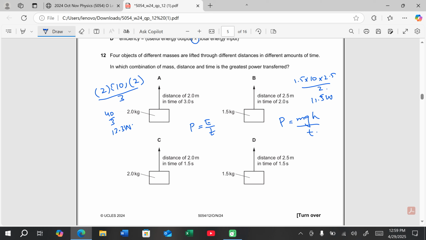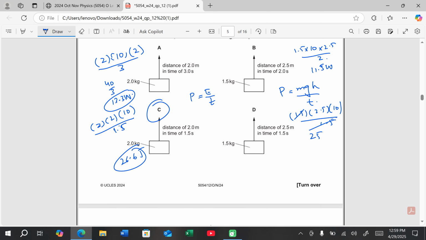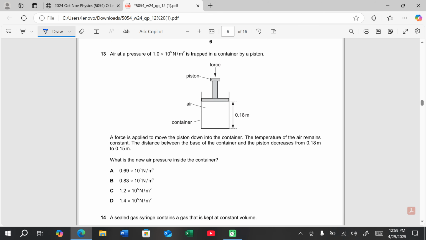For C, it says mass and the distance. I think C is the right answer because mass and distance both have a greater value in this, and the time is smaller, and this is 10 divided by 1.5, so that is 40 divided by 1.5, so that's double of this, that's 26.6 joules. And for this one, mass is 1.5, distance 2.5, 10 divided by 1.5, you get 25, so C is the right answer. It's 26.6 joules, right? Let's move on to question number 13.